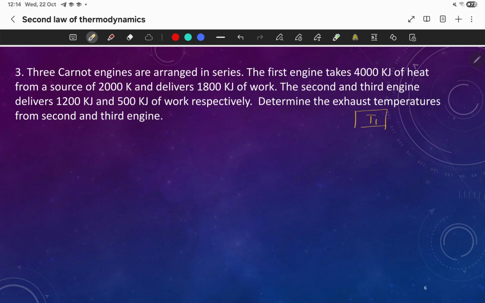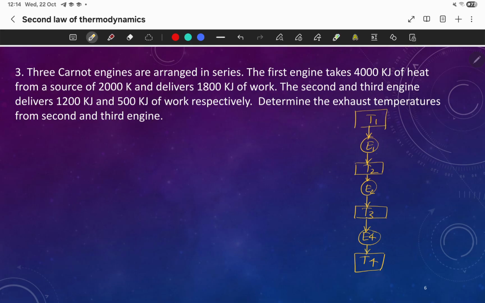This is T1. Three Carnot engines are arranged in series. So we will make E1, this is T2, this is E2, this is T3, this is E3, this is T4. Three Carnot engines are arranged in series.